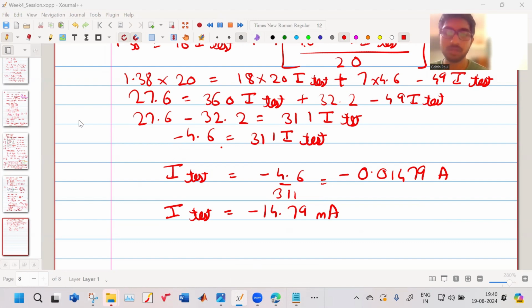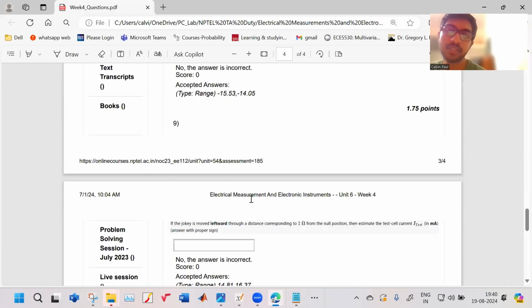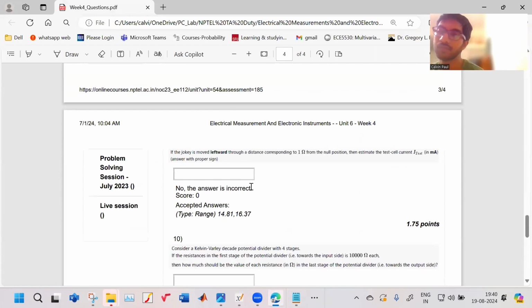So now the next question, one question is moving it rightward. Next question is if I move it leftward. Okay, so that you can easily solve. It is something similar.